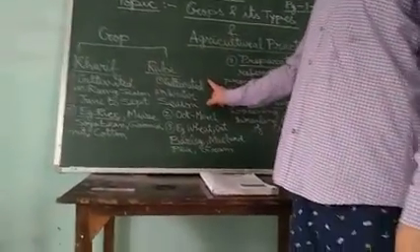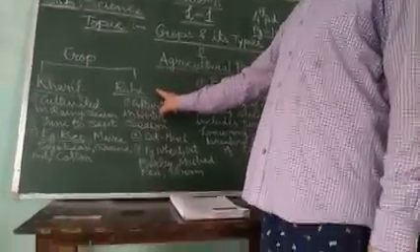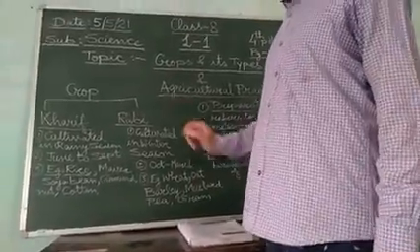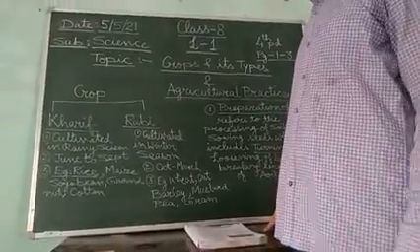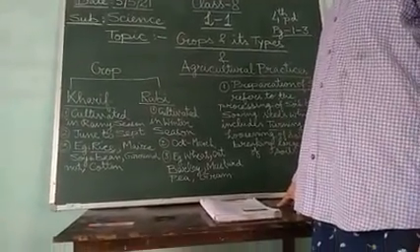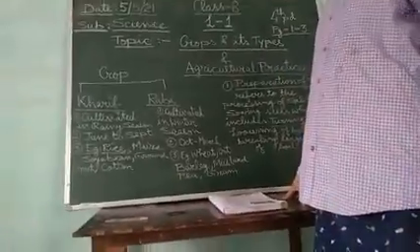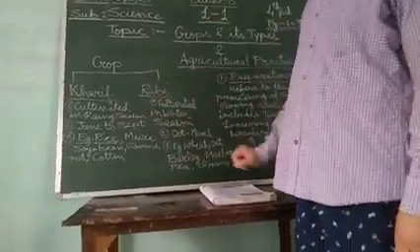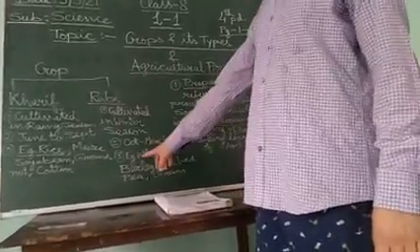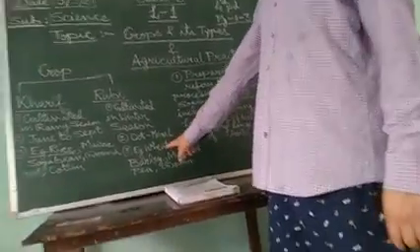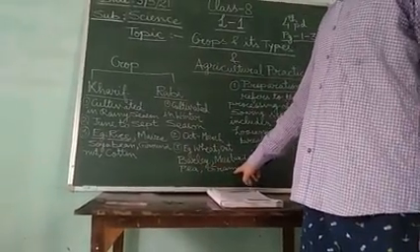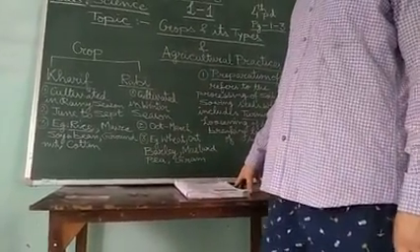Now I will explain the rabi type of crop. This rabi type of crop is mainly cultivated in the winter season between the months of October and March. So the first important thing about the rabi crop is that it is cultivated in the winter season, and between which months? Between October and March. The third important thing about the rabi crop is the examples: wheat, oat, barley, mustard, pea and gram. These are some of the examples of rabi type of crop.